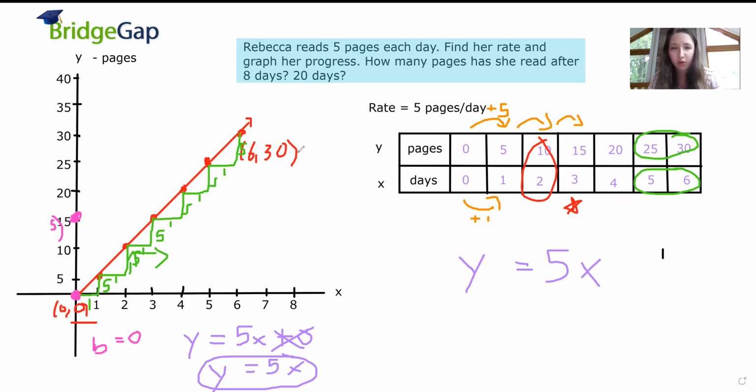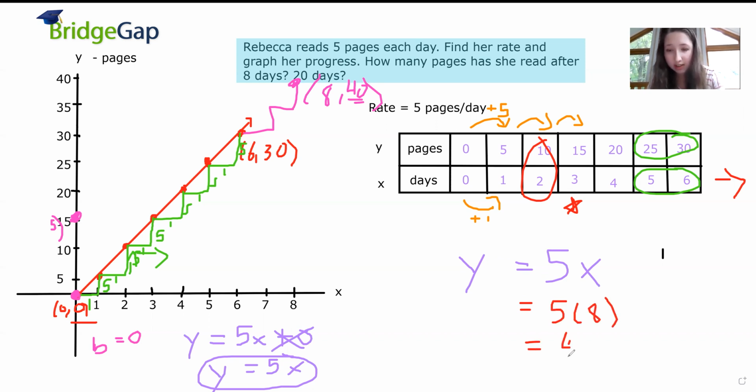Right? So now I asked how much has she read after 8 days? Now that is farther on our table, we don't know, and it's farther up our graph. Now you could, of course, continue your graph, over 1 up 5, over 1 up 5, and land on the point 8, 40. That works, continuing your slope. Or you can put in an 8 for x. So y number of pages is equal to 5 times 8 days. That is 40. So after 8 days, Rebecca's going to have 40 pages read total.